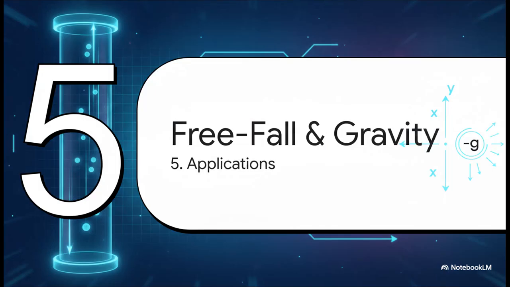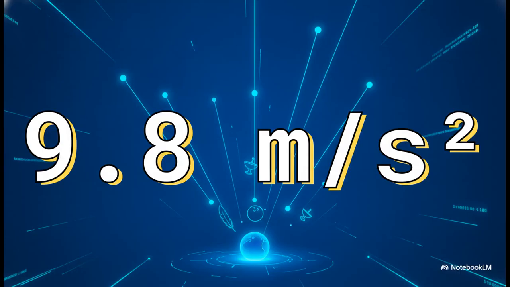Let's move to Section 5 and see how this builds: real-world application, free fall, and gravity. Now let's take our newly unlocked one-dimensional toolkit and turn our horizontal x-axis vertically into a y-axis. We're going to substitute our acceleration variable a with a negative g. And what exactly is g? It is 9.8 meters per second squared. This is Earth's universal freefall acceleration rate.